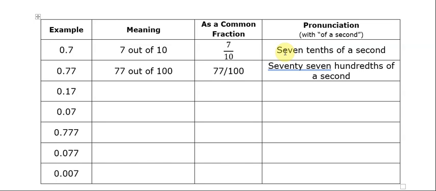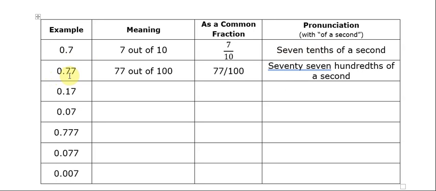Now, how do we pronounce that? And we're going to use of a second with our pronunciation to put it in context so that we can have an idea of what we're talking about. So as a common fraction, we know that we can pronounce this as 7/10, right? So it's the same thing for the decimal 0.7. We pronounce it just the same way as 7/10 because it is 7 out of 10. So we would say 7/10 of a second, for example.